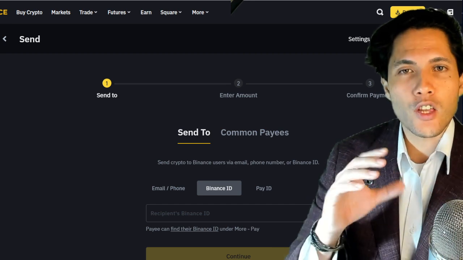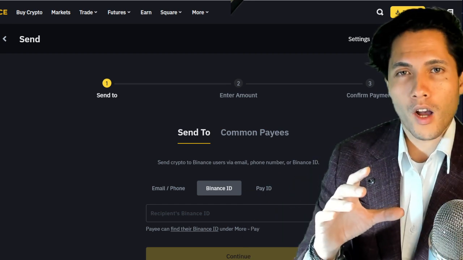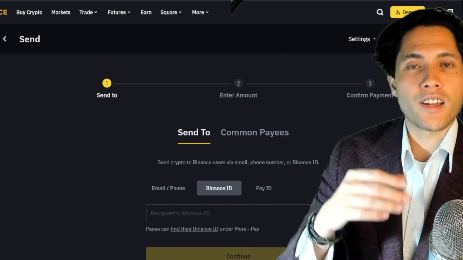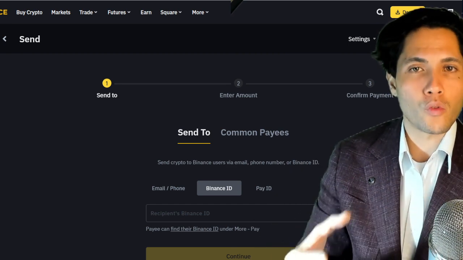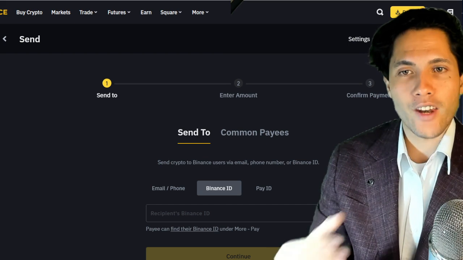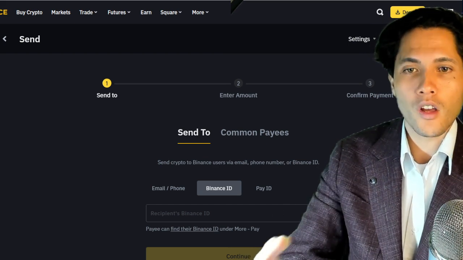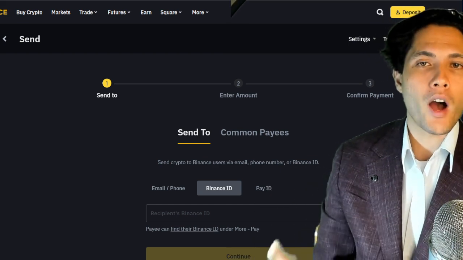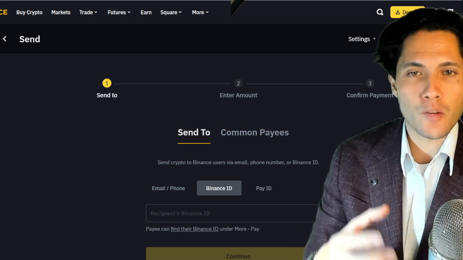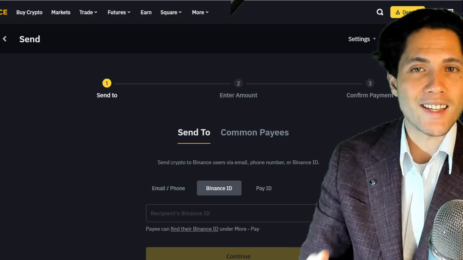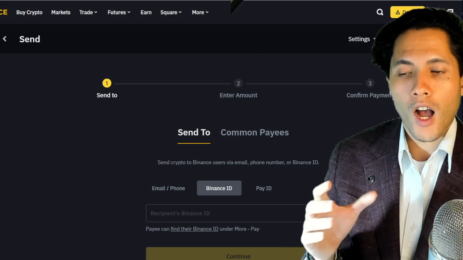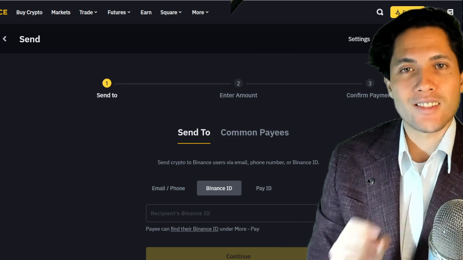And let's just say you've only got Bitcoin in your wallet, but you want to send someone USDT, that money will automatically convert with no fee, and it will go directly to the person you're sending to. And the person only needs to send you their Binance ID. They send you the Binance ID, you put it in, and you can send them the exact amount of money that you want, really for zero fee, and it's instantaneous.